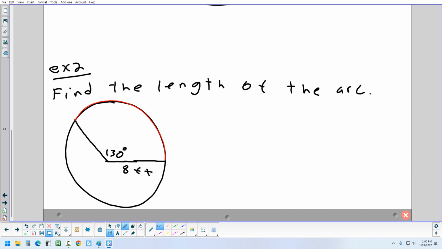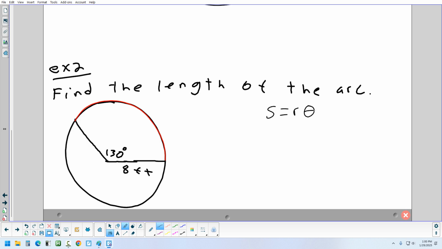So they're asking about arc length, so start with the formula. Okay, what's the formula we need? S equals R theta. We have to convert the 130. We do. Yep. So before we can plug in for that, we have to convert this 130 to radians. If you don't, then that formula won't work. You'll get an answer, but it's not right.